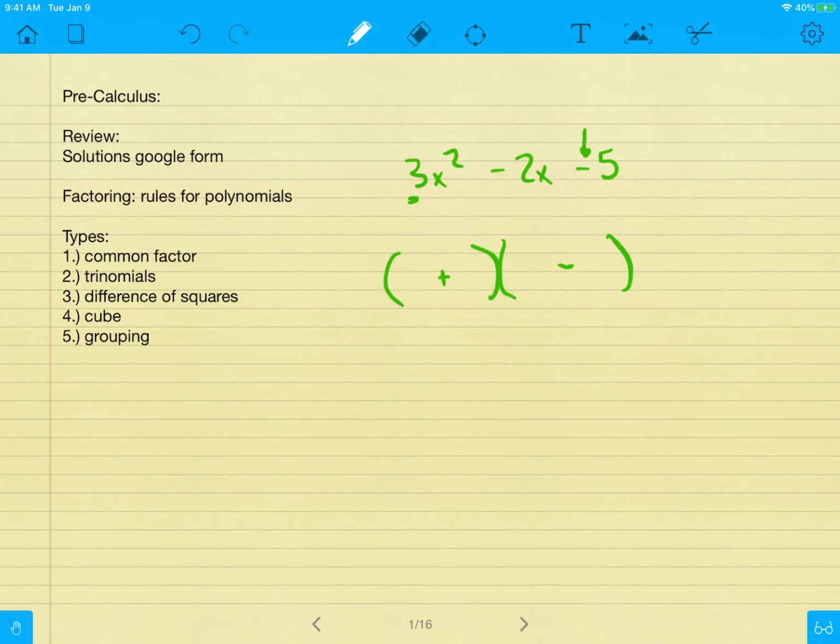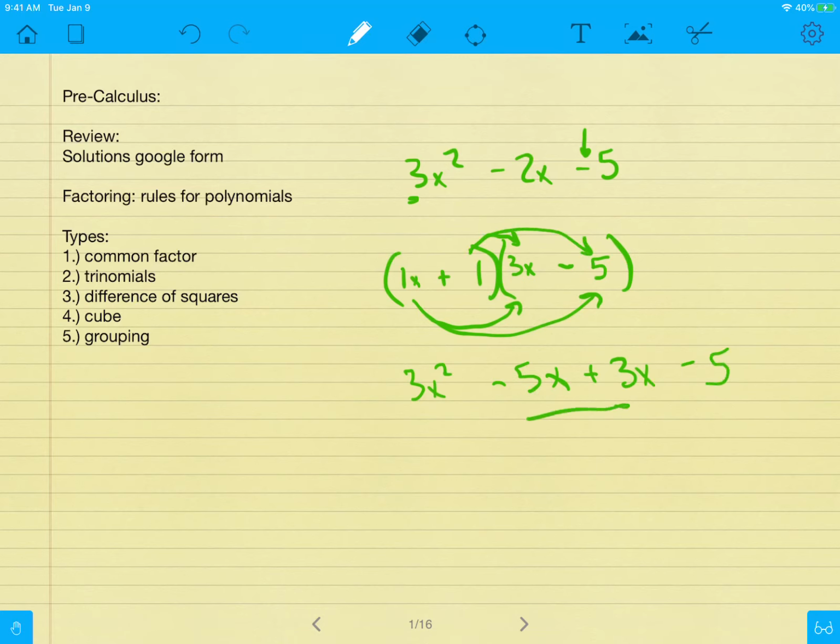Breaking up the 5 and the 3 to make the 2. I'm going to go with like a 1x and a 3x for the 3x squared, breaking that up kind of evenly. I can't go decimals on that. And then I'm going to go the 1 and 5 route because I think that'll make a negative 2. So this should be the factoring of it. So if I FOIL, that's 3x squared. That is a negative 5x. That is a positive 3x. And then a negative 5. And that does make a negative 2 in the middle, so that is the correct factoring of it.